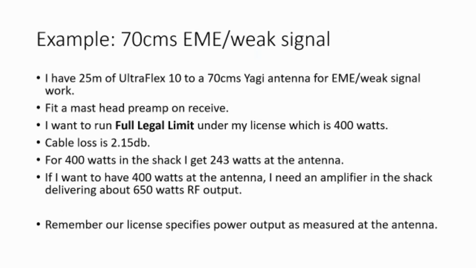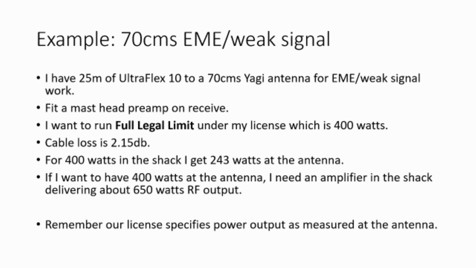So, for example, if somebody is interested in weak signal work, what can they do? Say you want to work EME, Earth-Moon-Earth bounce, on 70 cm, and you have a 25 meter run of cable, and you're going to use Ultraflex 10 at 70 cm, connecting to your 70 cm Yagi. So the first thing you probably will want to do is fit a masthead preamp on receive, because you're interested in really weak signals, so you don't want too much loss. You might want to run full legal limit under your license, and if you have a full license, that's 400 watts.